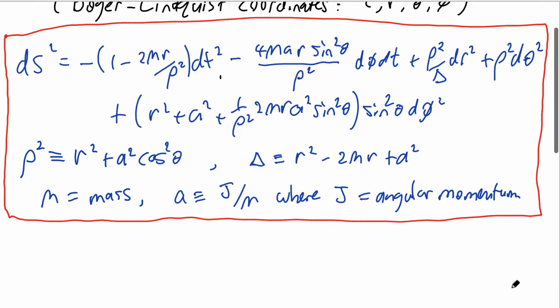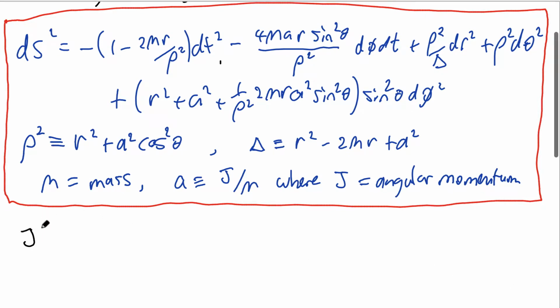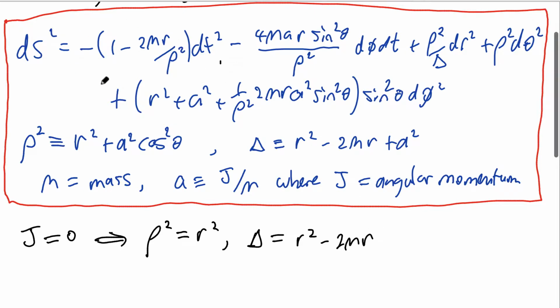One thing we can check right away is the special case in which the angular momentum vanishes. This should be a non-rotating black hole in that case. If J is 0, then the parameter a, the angular momentum per unit mass, is 0, and that means rho squared is just equal to r squared, and delta is equal to r squared minus 2mr. So the coefficient of dt squared is just minus (1 minus 2m divided by r). That's the same coefficient of dt squared that we have for the Schwarzschild metric in Schwarzschild coordinates.